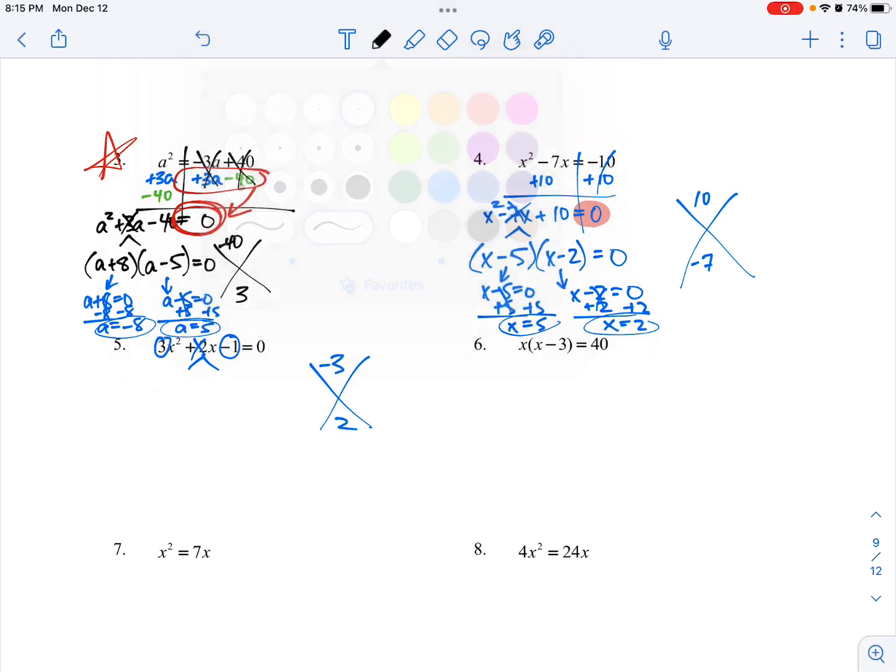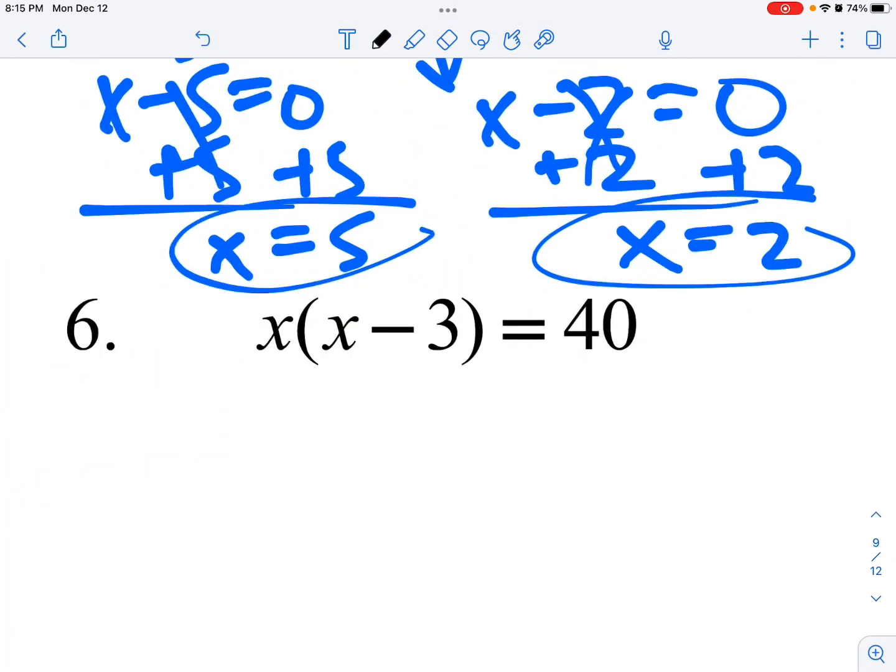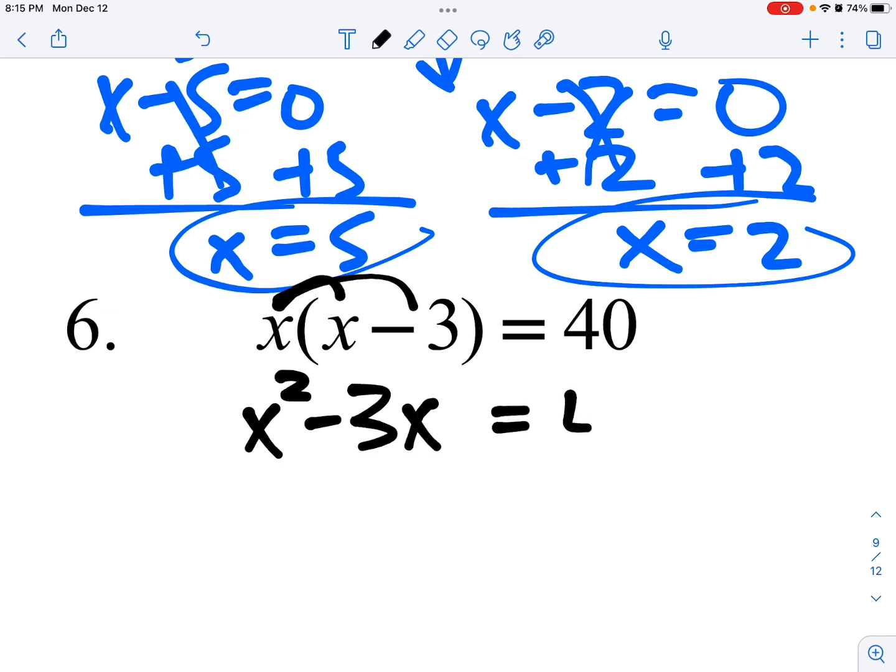I want to look at number 6 because it looks weird. I don't have an equal 0. Okay, I need to have an equal 0. And also the fact that I have a parentheses here is kind of freaking me out. I really want to do this. And I know that's what a lot of you think that you should do first when you see a problem that looks like this. So I'm going to do that.